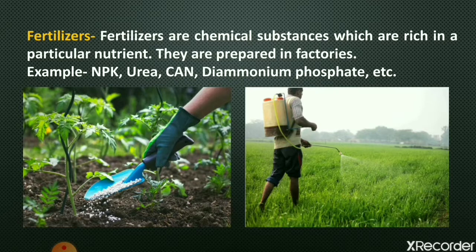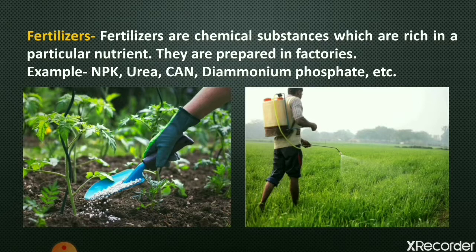Suppose any soil is deficient in nitrogen, so we can use that particular type of fertilizer which can give nitrogen to the soil. These fertilizers are prepared, they are made in factories. Some examples of fertilizers is NPK.